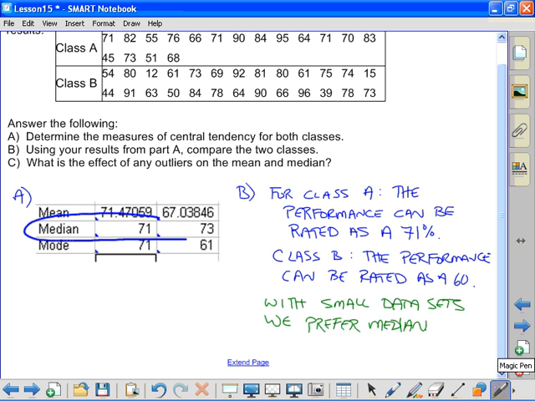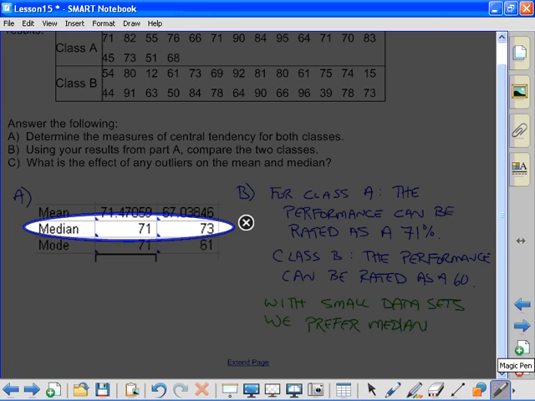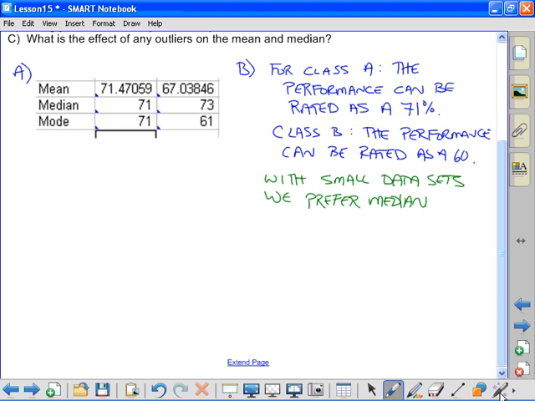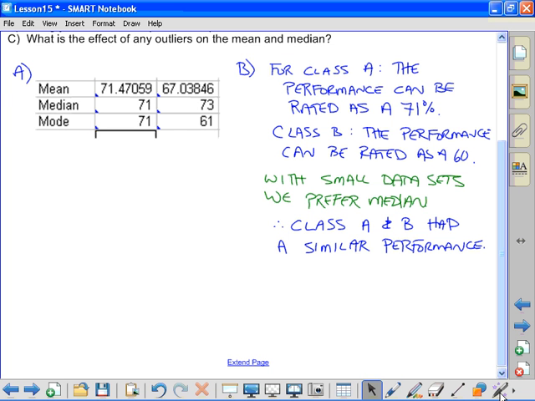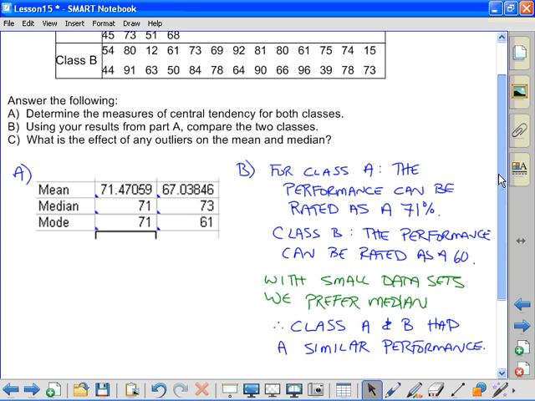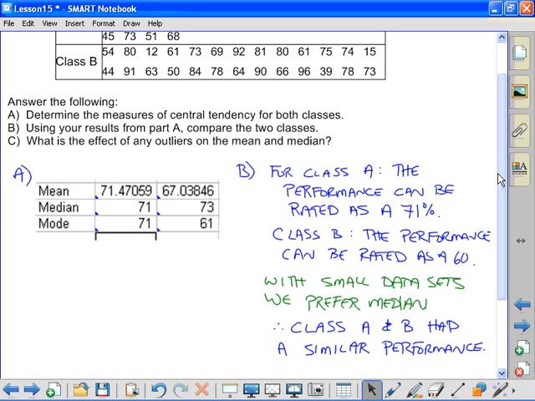So if I'm to compare the classes, I would say that class A and B were pretty close together. So therefore, class A and B had a similar performance. When you're only talking 1 or 2%, it's pretty tough to gauge and say class A was, or class B was smarter than A or more successful. It's too small of a range to really make that determination.